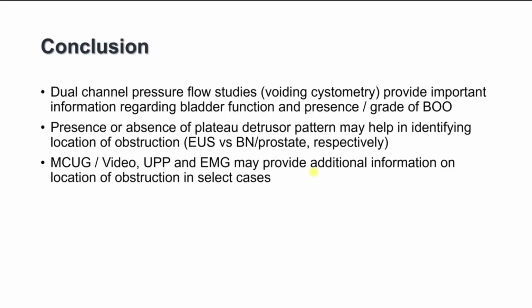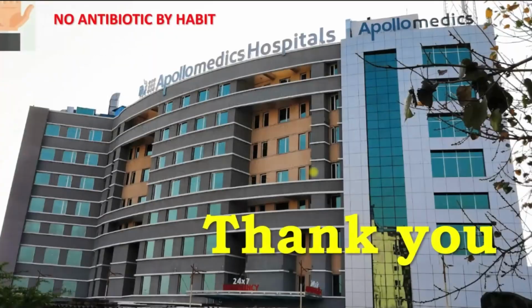So to conclude, dual channel pressure flow studies provide important information regarding bladder function and the presence or grade of obstruction. The detrusor pattern also we can interpret, whether the problem is at the sphincter or not. Now, in some situations, further studies like MCUG or video urodynamics, urethral pressure profile, and EMG may provide additional information on the location of obstruction. So thank you very much. Use urodynamics judiciously and intelligently.